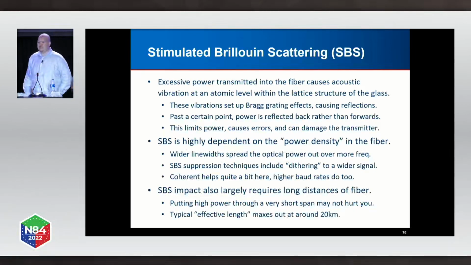So SBS is probably the first one that you hit and deal with. And it's pretty cool because what's happening here is when you put too much power into the fiber, it's literally causing an acoustic vibration at the atomic level of the glass. And it sets up a frequency in such a way that it causes reflections back. So it's basically the fiber is saying, I can't take any more power. It has to go somewhere. It spits it back out where it came from. And so at a certain point, this can actually cause damage to the transmitter if you spit too much power back out.